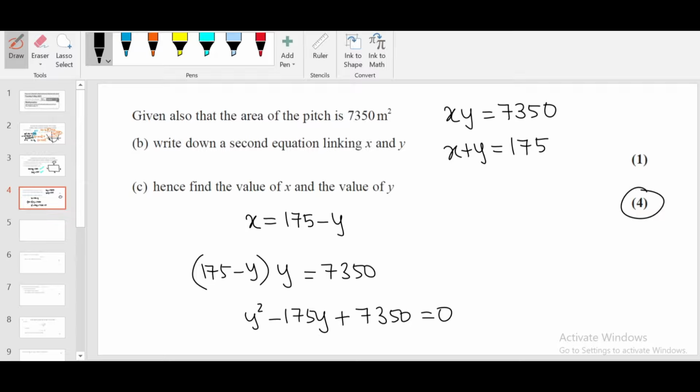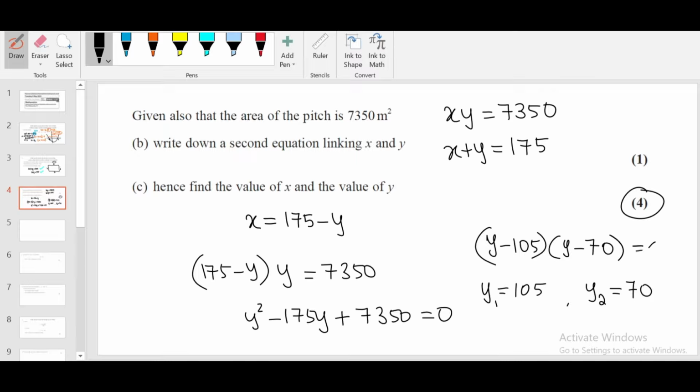I'm going to use my calculator straight away. 1, minus 175, 7350. So I got y1 is equal to 105, y2 is equal to 70. As I told you already, when it comes to solving the quadratic equation, you cannot just write the solution. You need to write one more step here. So I'm going to write it as y minus 105 times y minus 70 is equal to 0. So you won't lose the method mark.